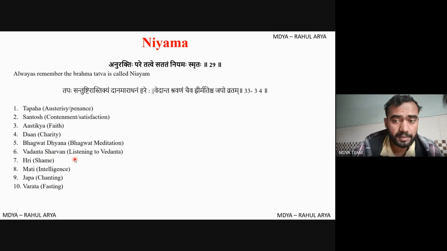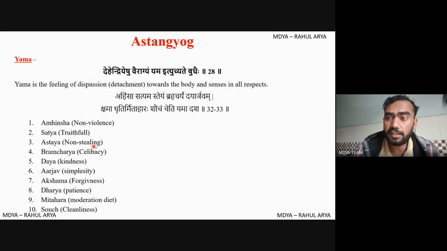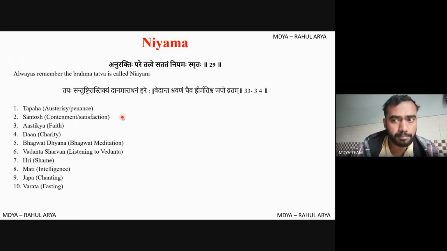Vedanta Sravanam meaning listening to the Vedanta, as you are listening to me, listening to our ancient and spiritual texts. Or generally Satsang, that Vedic Satsang. Hri meaning shame. Mati is also intelligence. Dhriti we call Buddhi, Mati also Buddhi. In Hindi both words are the same, but from the exam point of view, you have to remember them differently. In the Yama it is Dhriti. In the Niyama it is Mati.